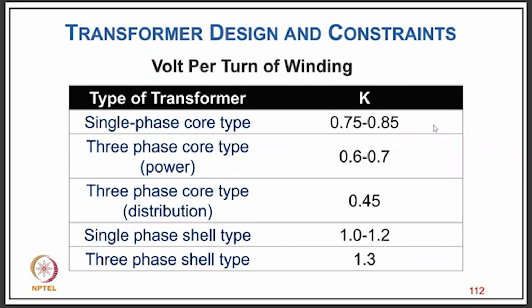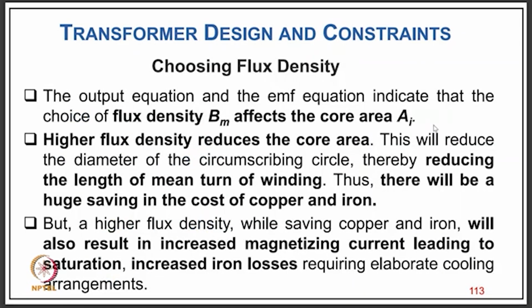So this is the value of K which relates the output kVA rating with the volt per turn, that is ET equal to K into root Q.